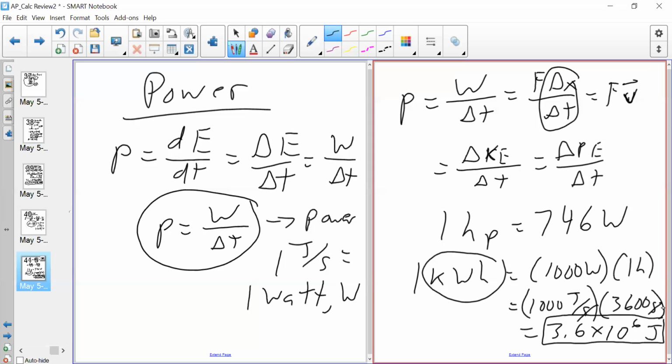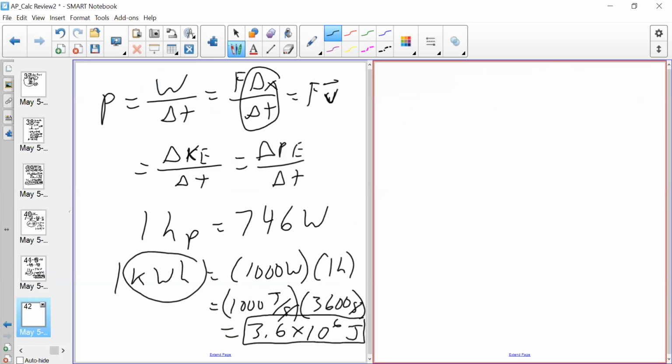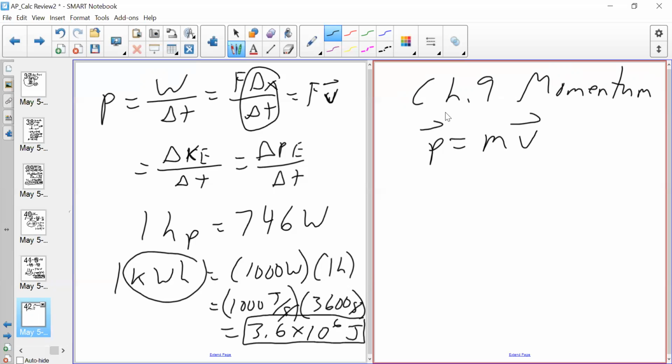Okay. Onto momentum. Very basic. Momentum, P equals mv. It's a vector, m is mass, v is velocity. And it's basically another way of looking at Newton's first law. This object is moving along with a constant velocity, has a certain mass. You can calculate its momentum.